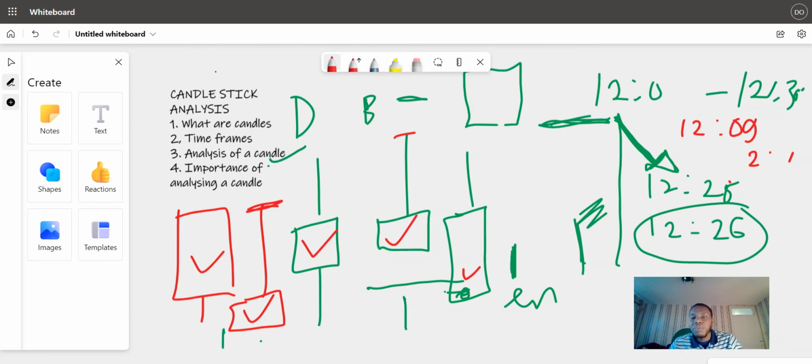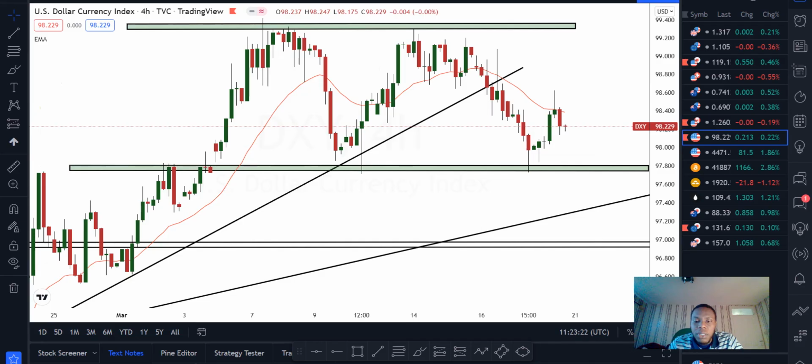So let's move to the practical session. That's going to be very, very short because we've actually explained ourselves already.